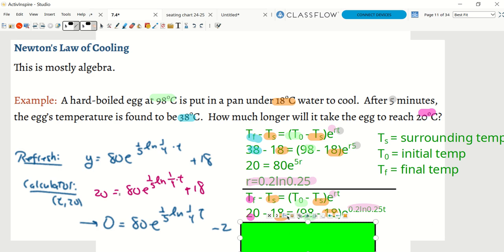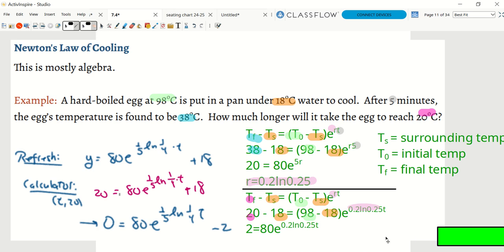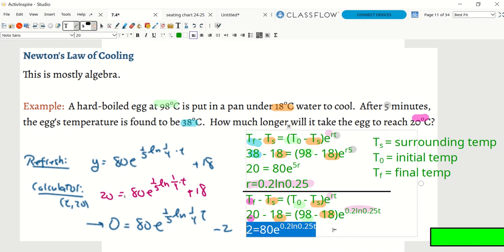Again, I'm going to recap on what happened in a bit. Hang on. What's 20 minus 18? 2. 98 minus 18, 80. And then again, divide both sides by 80. You're going to get 2 over 80. Log up both sides, log base e. So it cancels here, and then divide by this to get T. Okay? So maybe I should write that out. Okay? So you're going to get this.